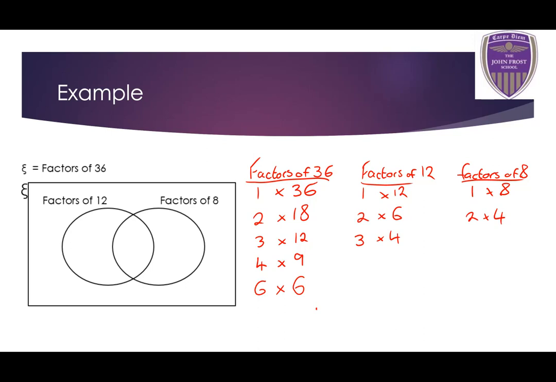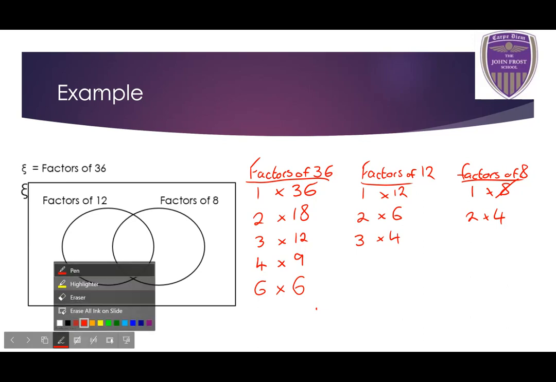Okay? Now, are there any factors of 12 and 8 that are not factors of 36? Looking at all of these, I can see 1, 2, 3, 4, 6, and 12 are all factors of 36, so they can all stay. The only factor of 8 that isn't a factor of 36 is 8. Okay, so I'm going to get rid of that.